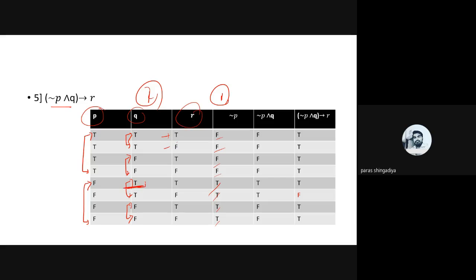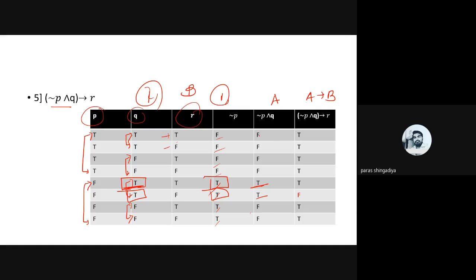In the fifth row, both are T, so write down a T directly. Then in the next place, both are also T, so write T here. After that, there is no other row where both statements are T, so just put F in the remaining places. That is the meaning of the AND operator. This gives you negation P and Q, and then we apply the conditional R. Let us call negation P and Q as A, and R as B, so A conditional B will derive the final answer.